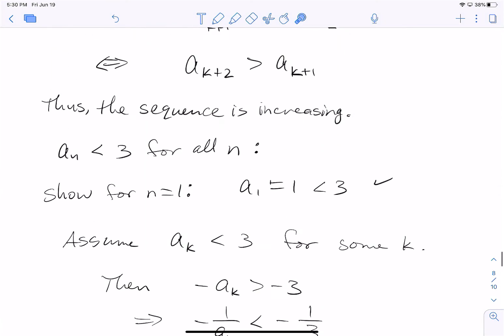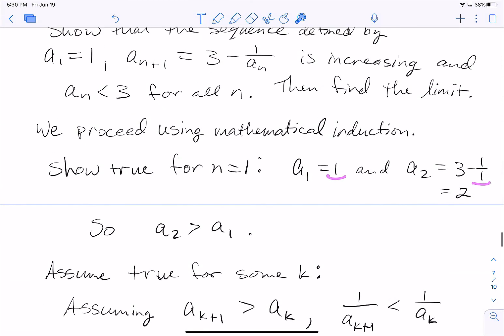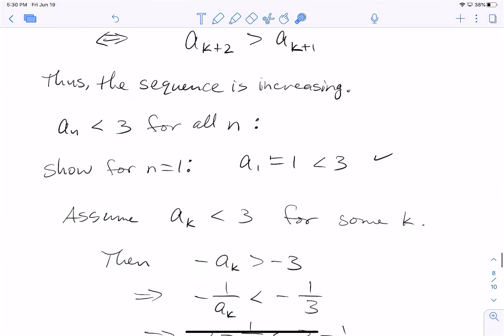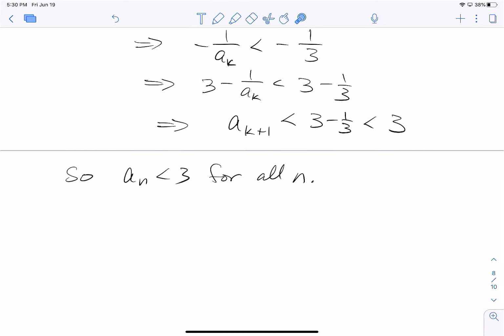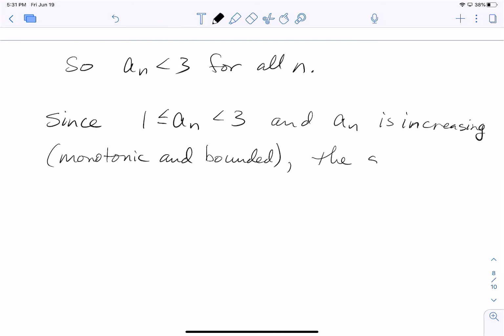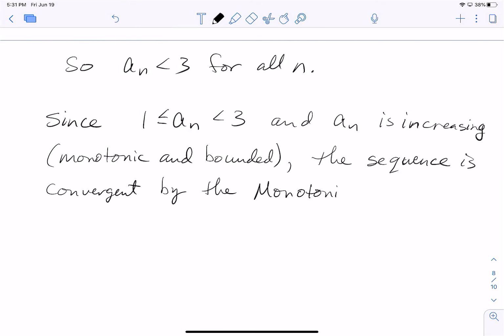Now let's put all this together. A sub 1 is equal to 1, and the sequence is increasing, and all of the terms are less than 3. Therefore, since a sub n is between 1 and 3, and a sub n is increasing, that is monotonic and bounded, the sequence is convergent by the monotonic sequence theorem. Since the sequence is convergent, it has a limit.